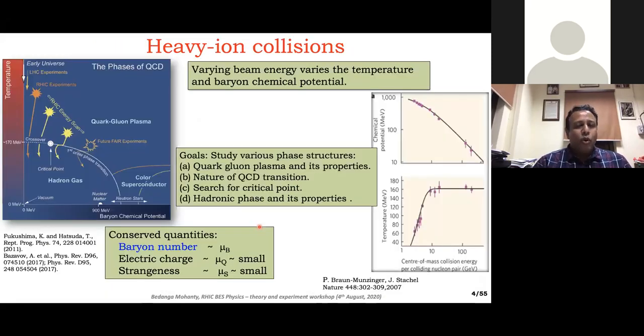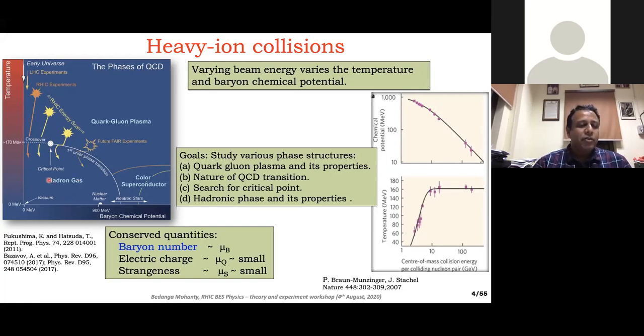So one of the goals of the heavy ion collisions is to study the phase structure of this QCD phase diagram of temperature versus baryonic chemical potential. There are 2 distinct phases. One where the relevant degrees of freedom are quarks and gluons of the quark-gluon plasma. The other where the quarks and gluons are confined inside hadrons, the hadron gas.